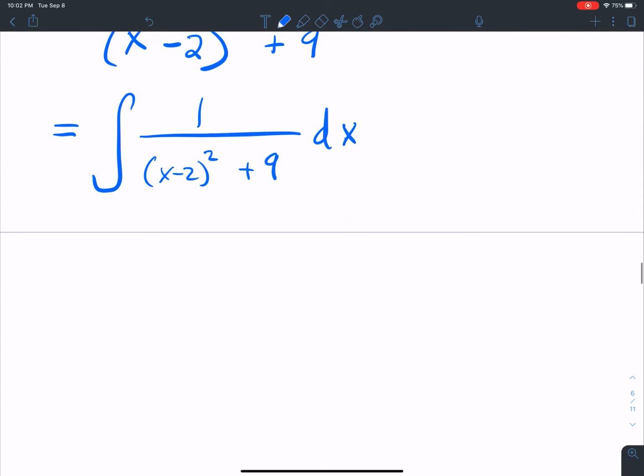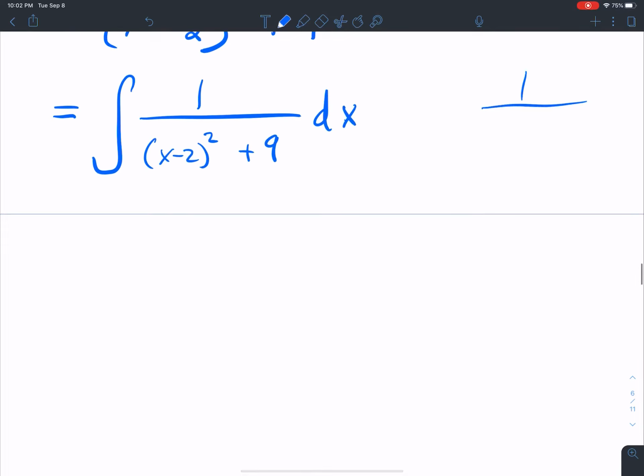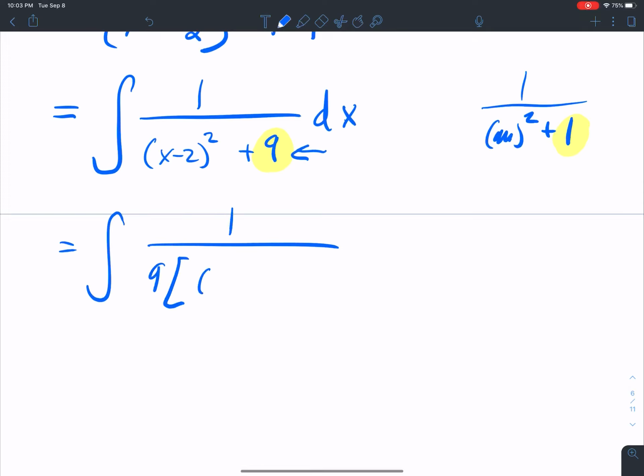So let's handle this. Okay, so what do I want? I want 1 over something squared plus 1. Well, right now, I don't quite have that, do I? Okay, to fix this, that 9 needs to turn into a 1, right? So I'm going to factor a 9 out. Okay, I'm going to try to do this a little bit quicker than I did the last one. If I factor a 9 out of that term, I have a 9 down there, and then plus 1 here.